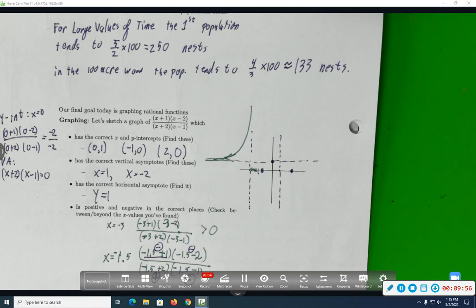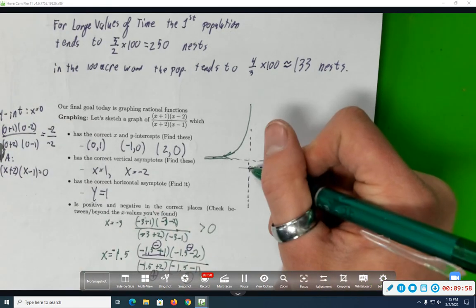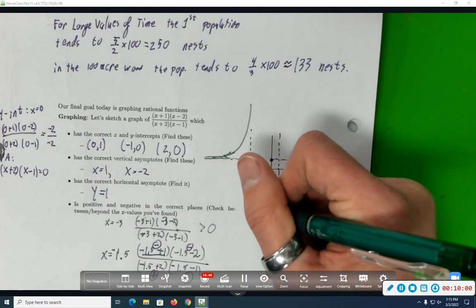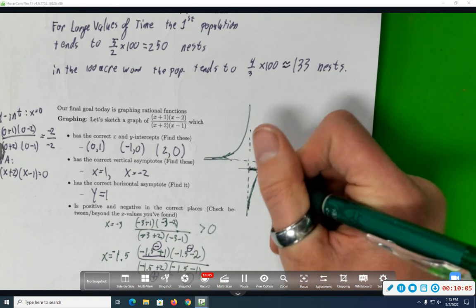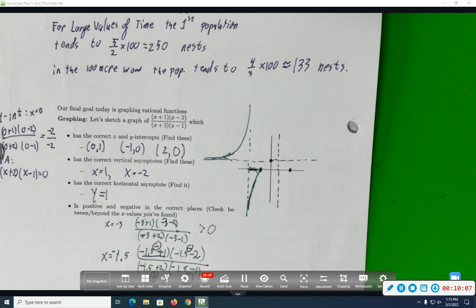Negative. So for all of these values, it needs to be negative. It needs to get close to plus or minus infinity. It can't be plus infinity. So there's the vertical asymptote. Nice. People feeling pretty good?